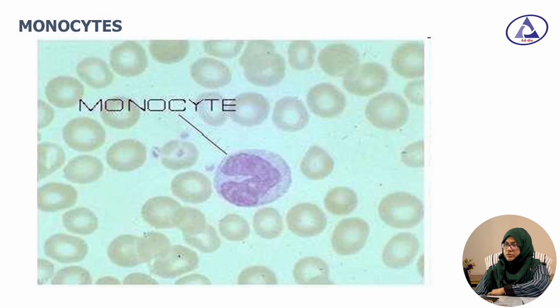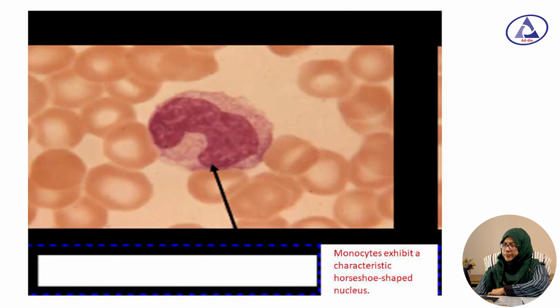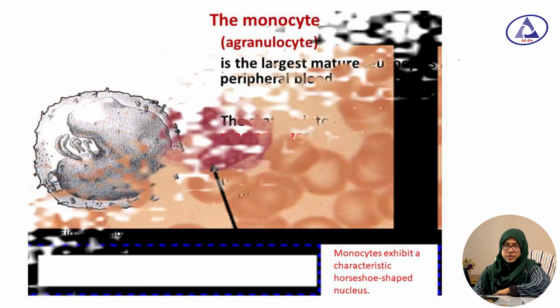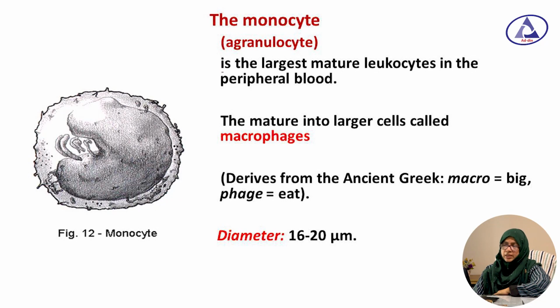Okay. Now this is the microscopic figure of the monocyte. You can see it looks like a bean shape or kidney shape. This is another figure. Now let us discuss the monocyte. The monocyte is the largest mature leukocyte in the peripheral blood. It matures into a large cell called the macrophage. The name is derived from macro meaning big and phage meaning eat.